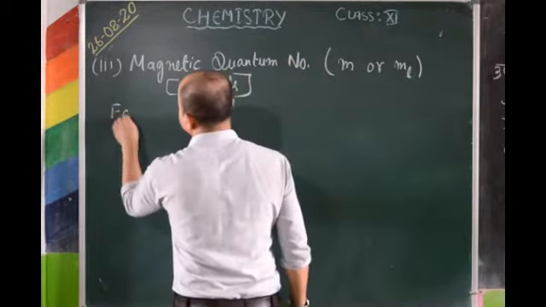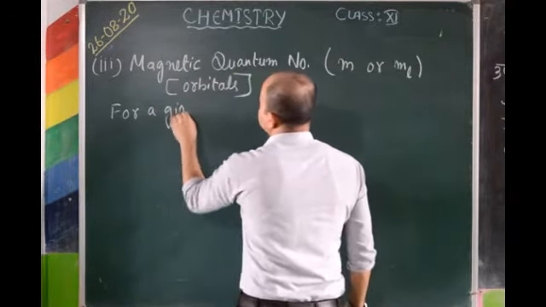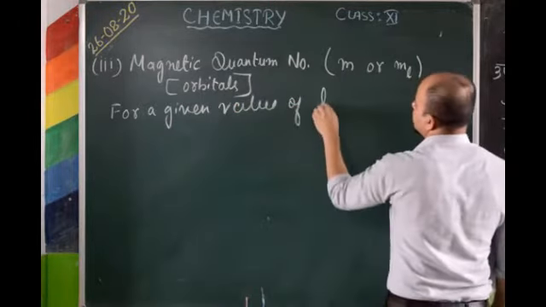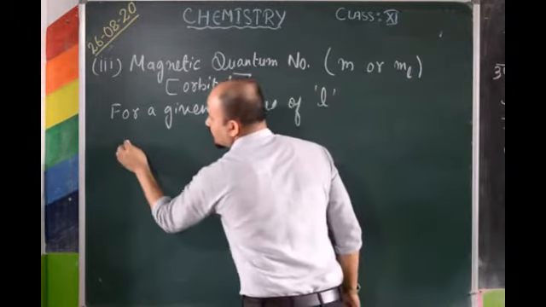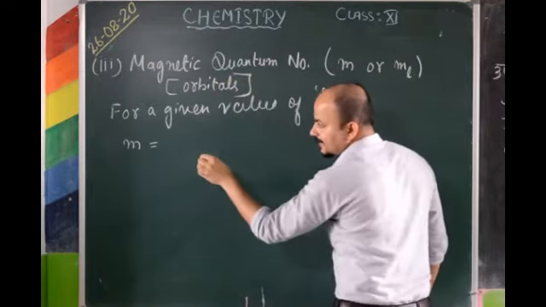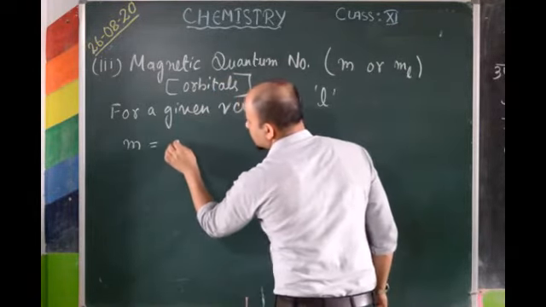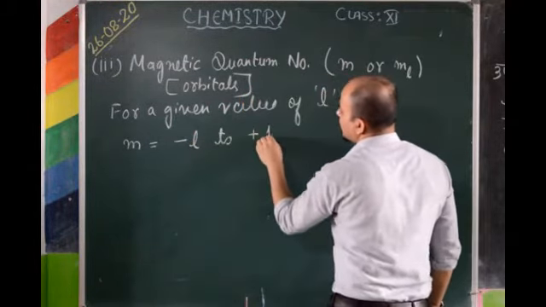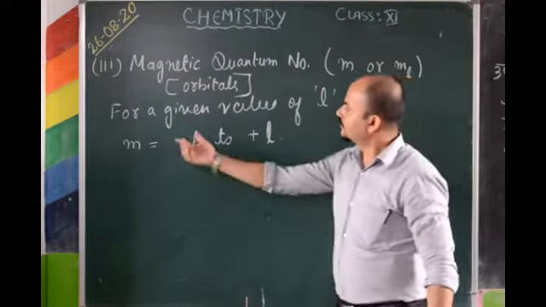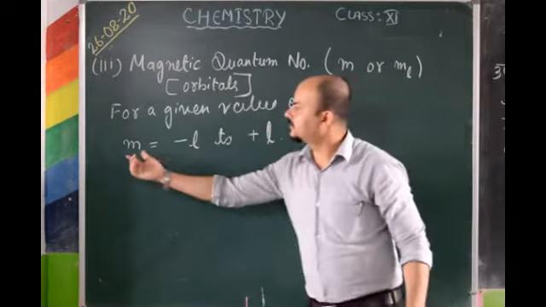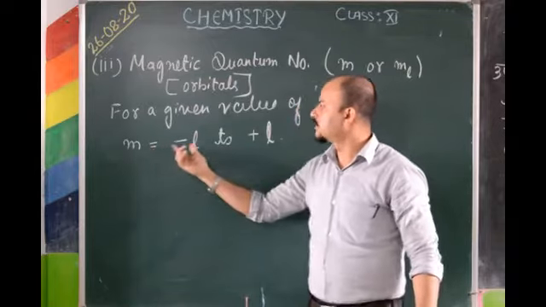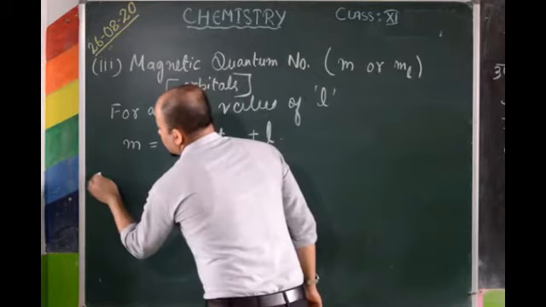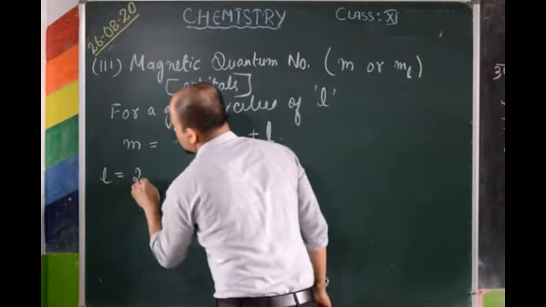For a given value of l, m will have values, please look at it, from minus l to plus l. This is for a given value of l. The value of m, that is the magnetic quantum number, will be from minus l to plus l. For example, if you have, say, l equals 2.